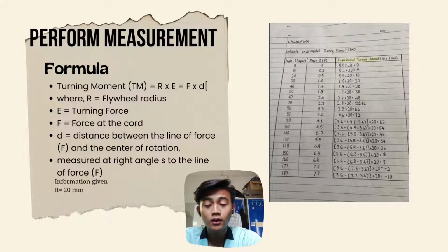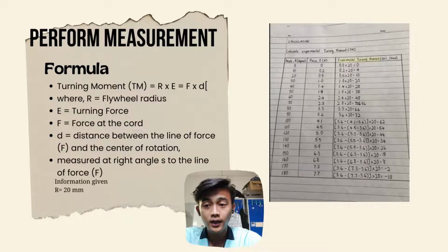So, after doing the calculation, at 0 degree, we get the turning moment is equal to 0 Newton millimeter. At 10 degree, we got the turning moment is equal to 4 Newton millimeter. At 20 degree, 10 Newton millimeter. At 30 degree, 20 Newton millimeter. At 40 degree, 28 Newton millimeter. At 50 degree, 38 Newton millimeter.